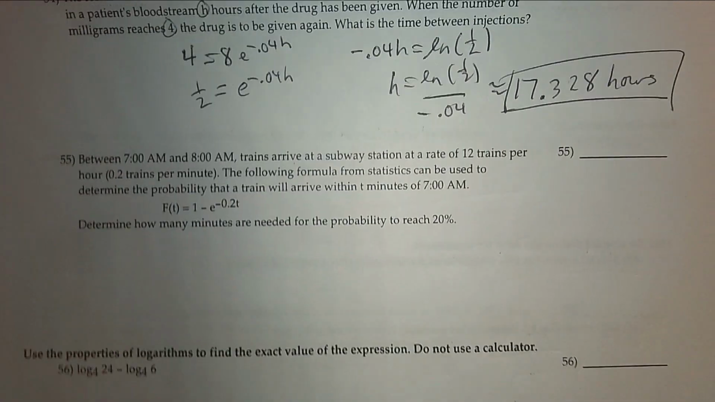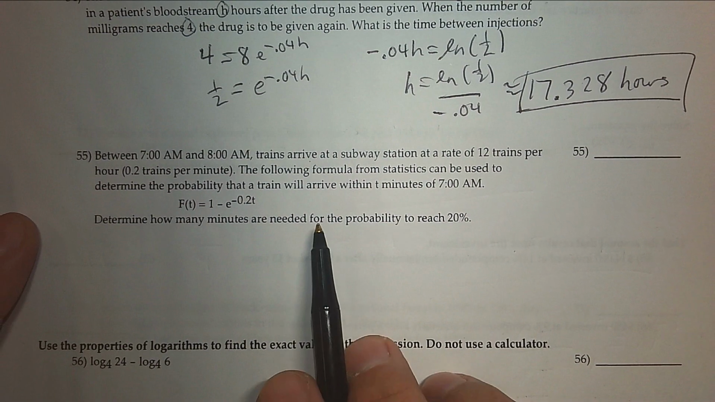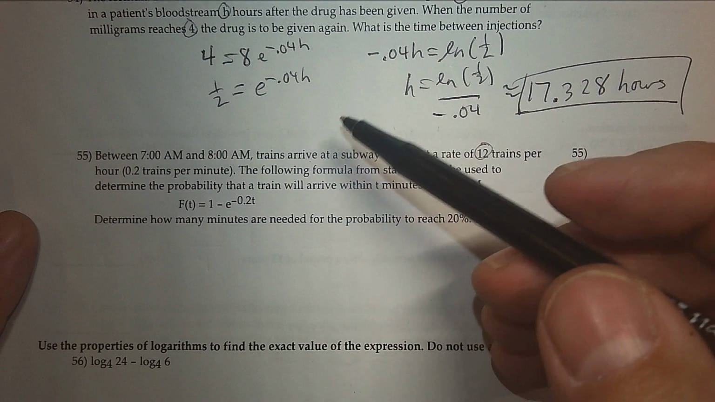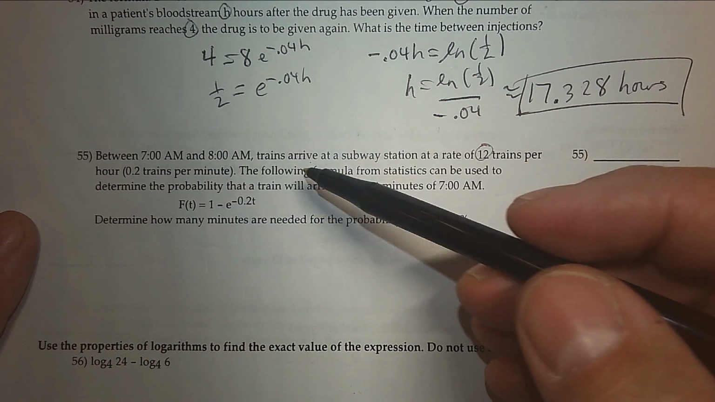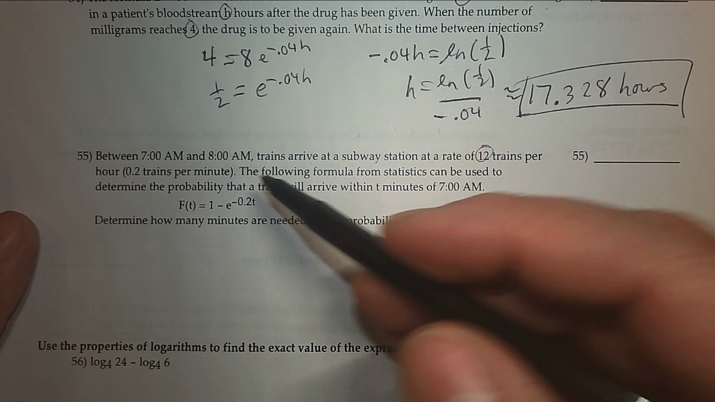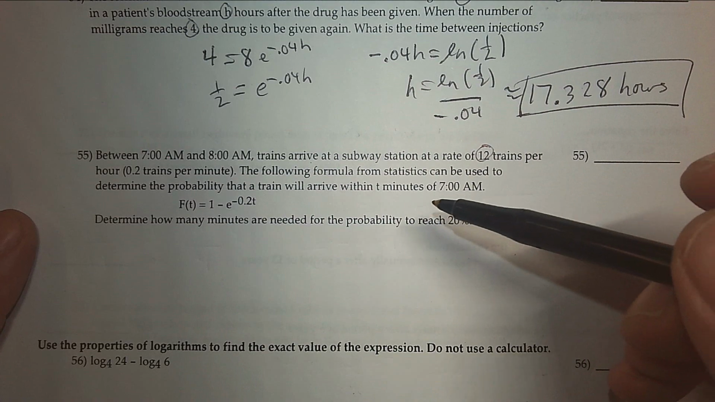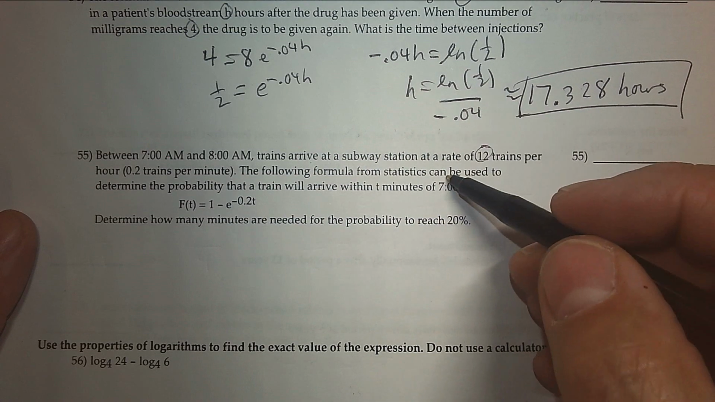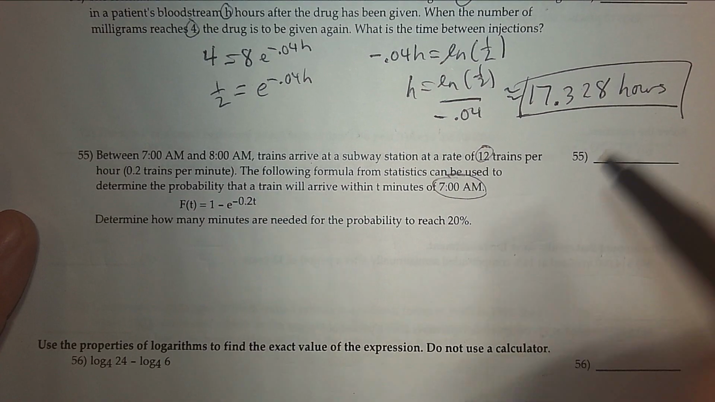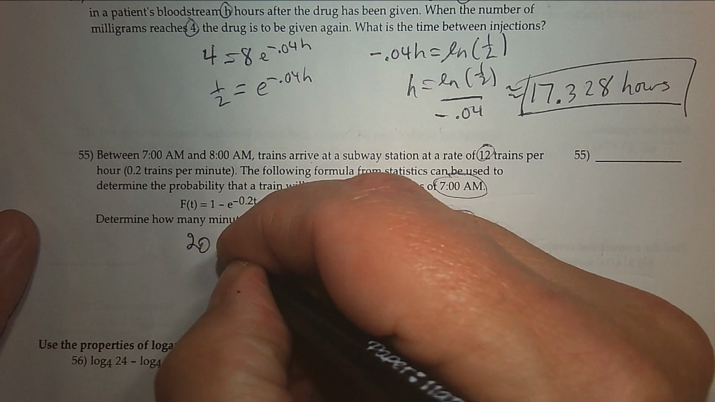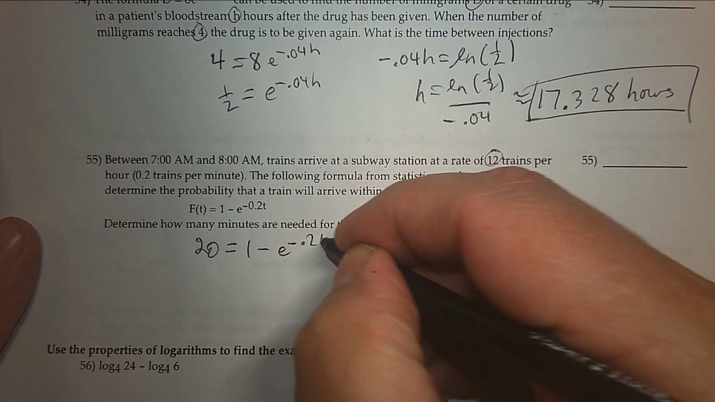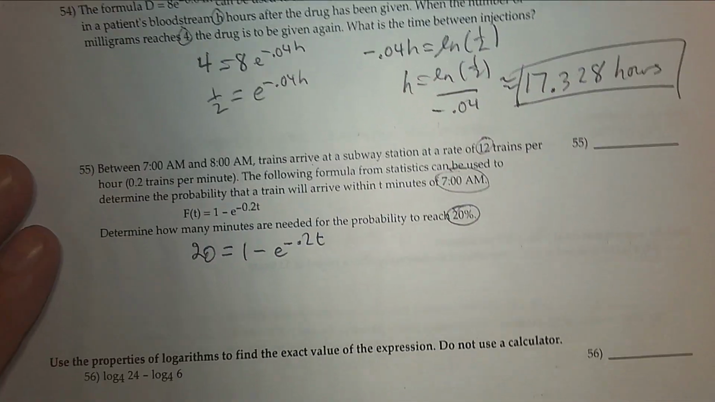Number 55. Between 7 and 8 a.m., a train arrives at a subway station at a rate of 12 trains per hour, or 0.2 trains per minute. The following formula from statistics can be used to determine the probability that a train will arrive within t minutes of 7 a.m. So determine how many minutes are needed for the probability to reach 20%. So the probability is 20%. And we need to solve for t, how many minutes.